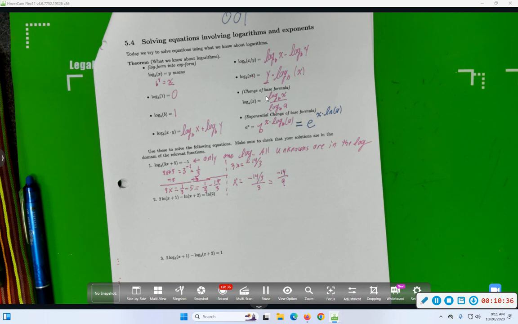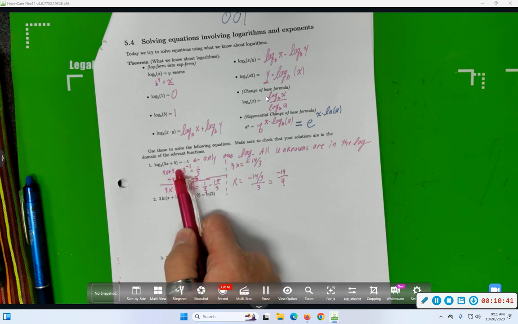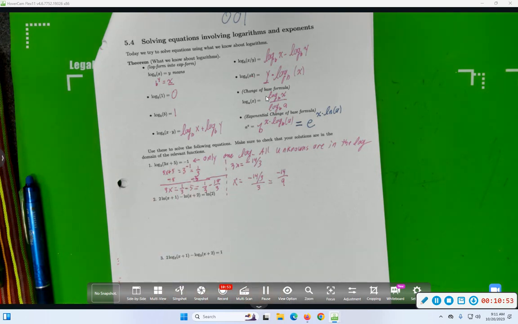-14 over 9, or whatever that is as a decimal if you like decimals. That feel pretty okay? Groovy. So, if you ever see a situation where there's just one log, and all the unknowns are inside that log, rewrite your problem in exponential form. Once you rewrite it in exponential form, you get a simpler problem. In this case, it was even linear. Should be easier to solve.